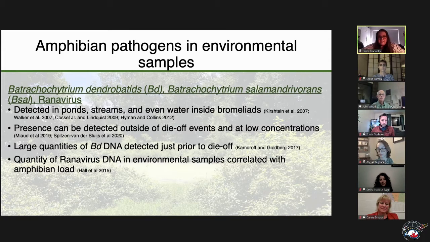Previous studies have shown that the presence of the pathogens can be detected outside of die-off events, which is really important, and even at really low concentrations in the environment. Large quantities of BD DNA were detected just prior to die-off, so it's possible that you could use it as a method for predicting die-off events. And ranavirus DNA in environmental samples does tend to correlate with amphibian loads of ranavirus, so it possibly can be used as a proxy for detecting pathogen load in amphibians.